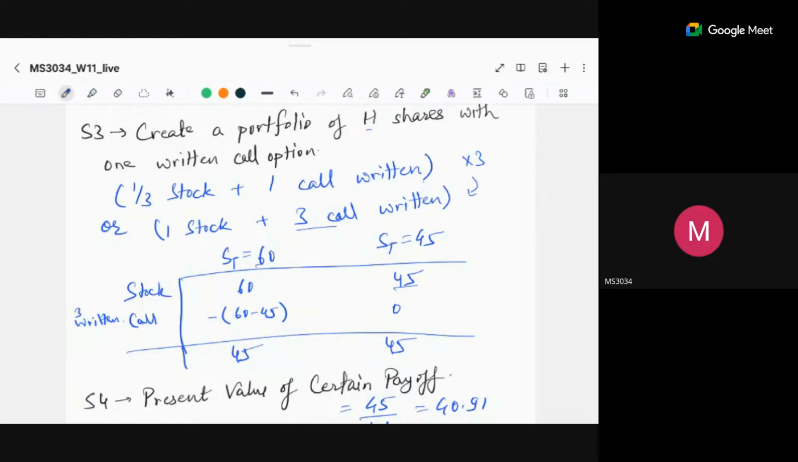The 3 written calls will have a payoff; since you have written them, the payoff will be negative. This is 55, sorry, because the exercise price is 55. So 3 written calls will give you 3 times this payoff, and your total payoff will be 45 in both cases, 45 in the first case and 45 in the second case. So your payoff is fixed.